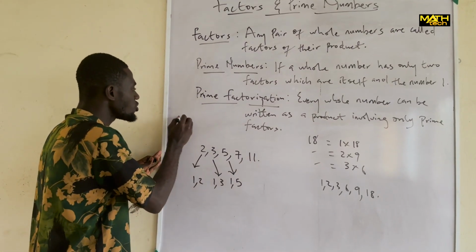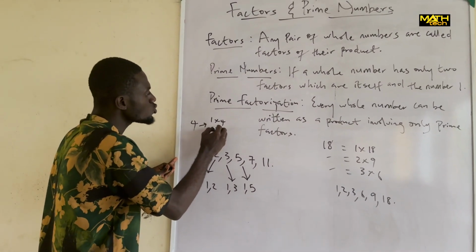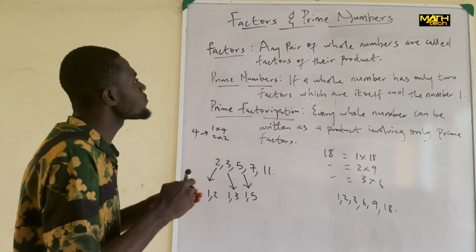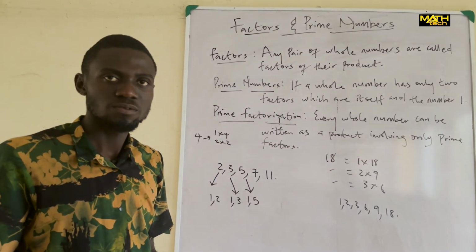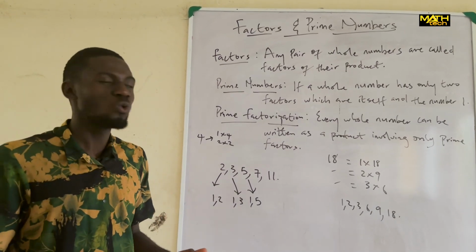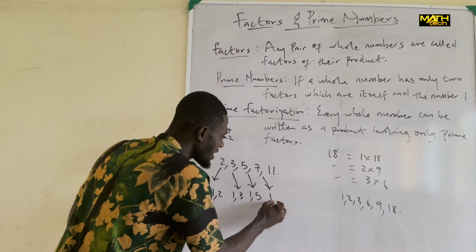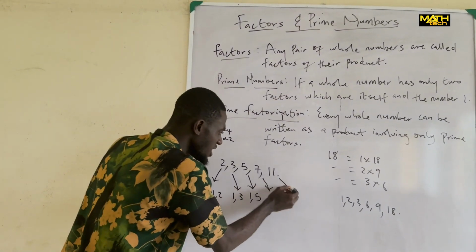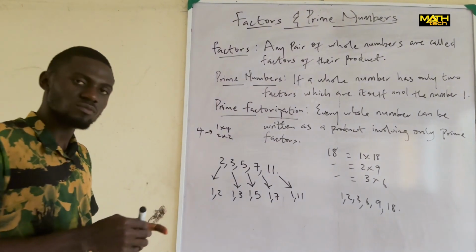Now take a look at the number 4. 4 is 1 times 4, 2 times 2. So 4 has more than 2 factors. Same with 6. 6 has more than 2 factors. But 7 has just 2 factors, which are 1 and itself. Same with 11 here: 2 factors, 1 and itself.